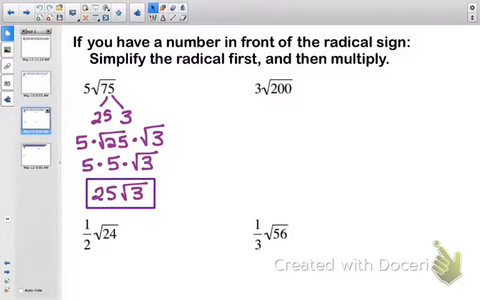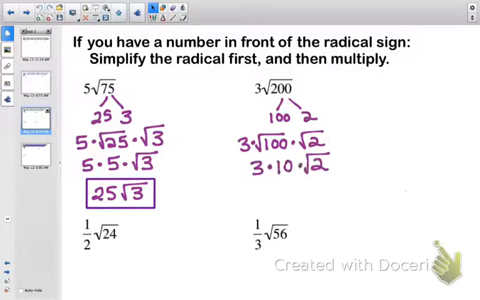Let's look at that second example. 200 breaks up into 100 times 2. So we'll rewrite that as 3 times root 100 times root 2. Simplify the square root of 100 because we know that. And then multiply what's on the outside. 3 times 10 gives us 30. Square root of 2 stays.